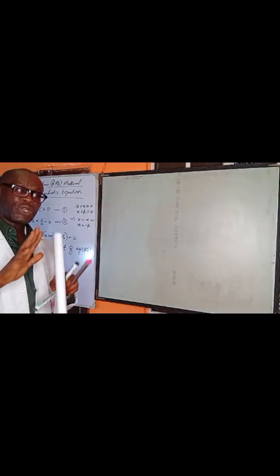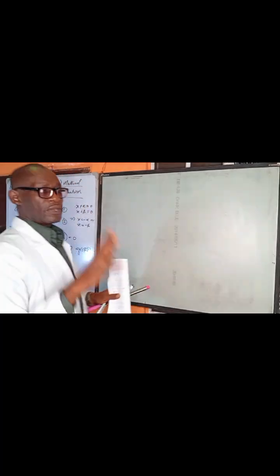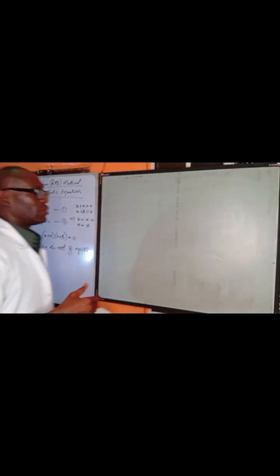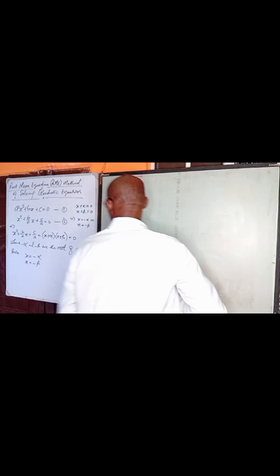Since x equals minus alpha and x equals minus beta are the roots of this quadratic equation, note that we don't know alpha and we don't know beta, but one thing is certain: we know that they are the roots of that quadratic equation.